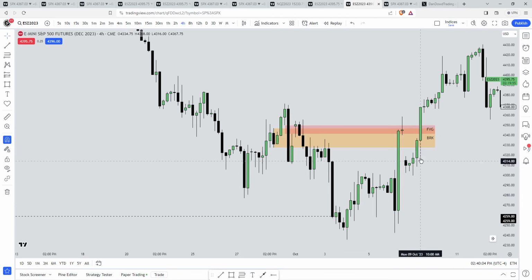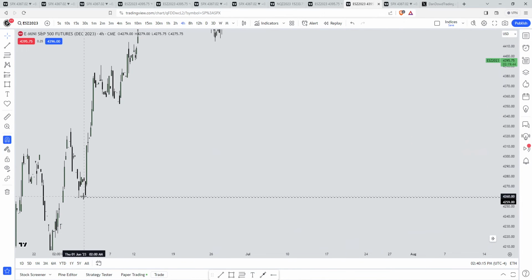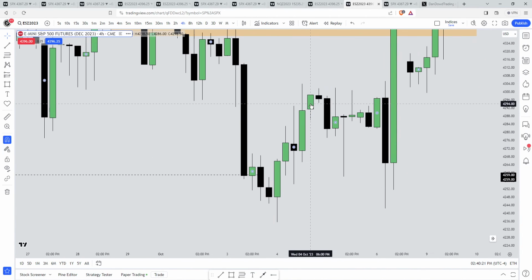How can you not get stuck offside on this? And the way you do that is having a bias and narrative. So as you can see on the 4-hour time frame, we have this old low over here. Price comes back down, takes out that old low, which is sell side liquidity, and then starts to displace higher.